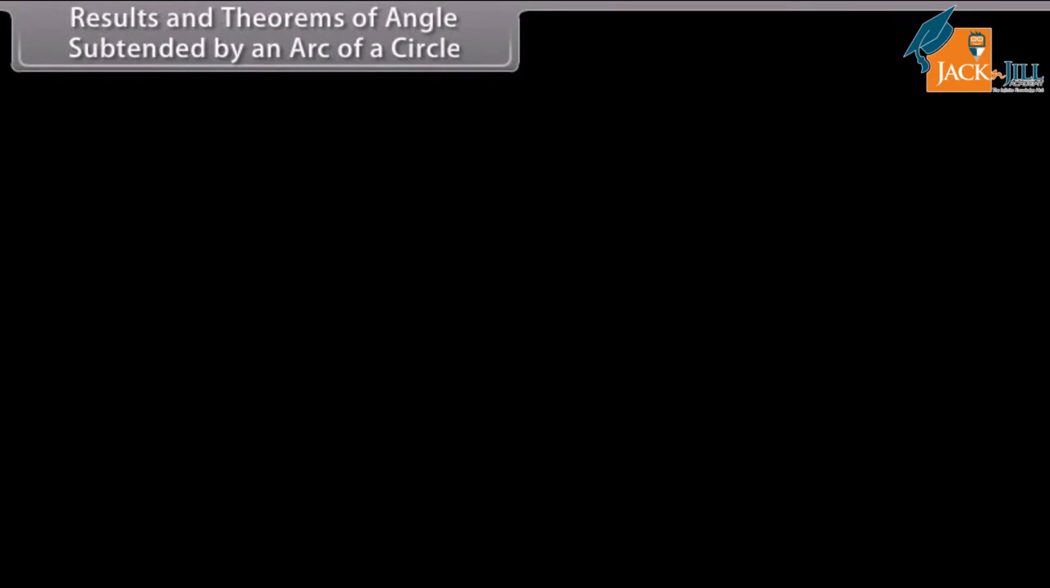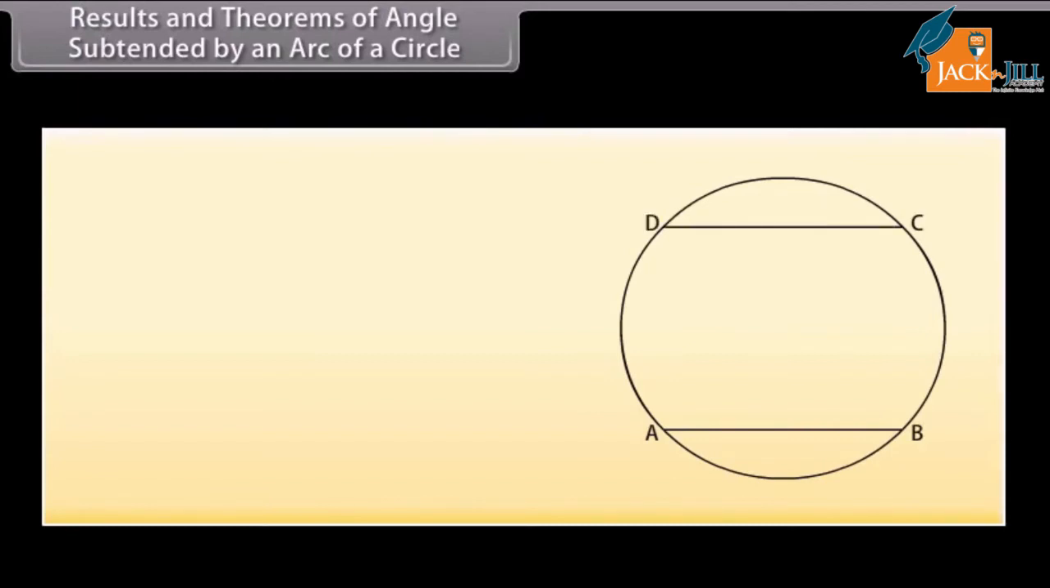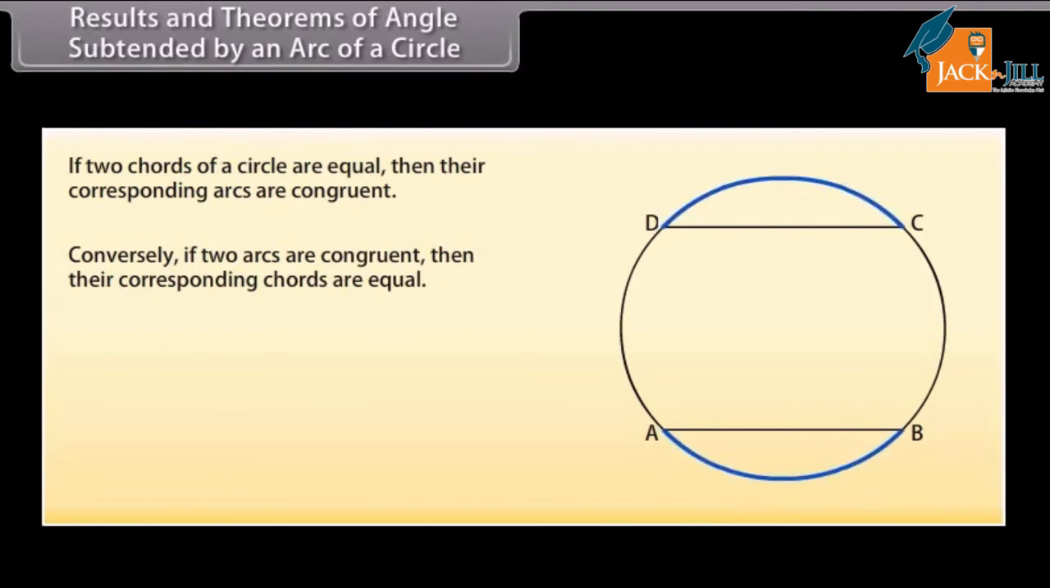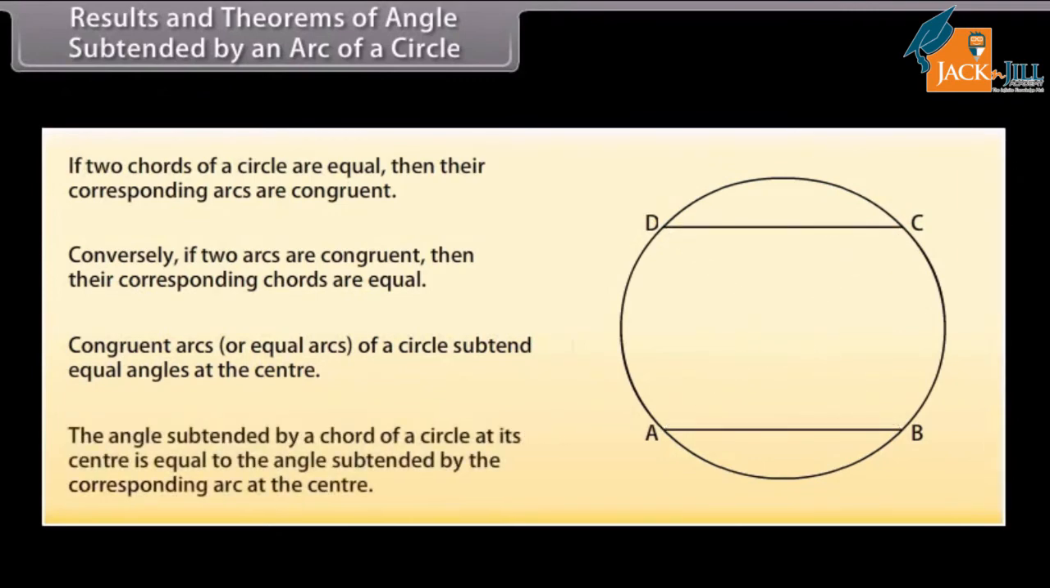Results and theorems of angle subtended by an arc of a circle. The relation between the chord of the circle and the arc is that if two chords of a circle are equal, then their corresponding arcs are congruent. Conversely, if two arcs are congruent, then their corresponding chords are equal. The second result says that the congruent arcs or equal arcs of a circle subtend equal angles at the center. That means the angle subtended by a chord of a circle at its center is equal to the angle subtended by the corresponding arc at the center.